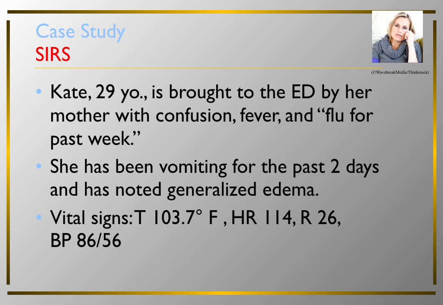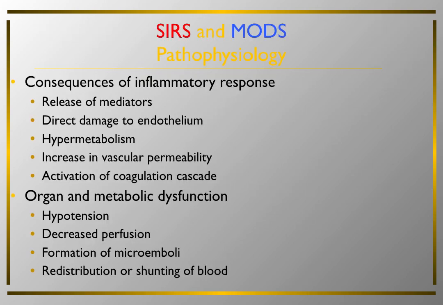Why do you think she has edema? Well, I think it's because her body is going into shock, which is leading to increased vascular permeability. So increase in vascular permeability allows mediators and protein to leak out of the endothelium and into the interstitial space. White blood cells begin to digest the foreign debris and the coagulation cascade is activated. Hypotension, decreased perfusion, microemboli, and redistributed or shunted blood flow eventually compromise organ function, of course.